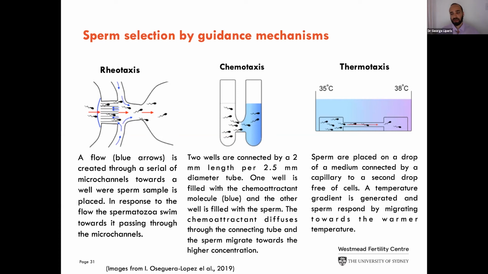Finally, we have the thermotaxis, in which sperm are placed on a drop of medium connected by capillary to a second drop free of cells, and we apply a temperature gradient, and the sperm responds and migrates toward the warmer temperature, which once again indicates how the sperm will move in the fallopian tube towards the ampulla.